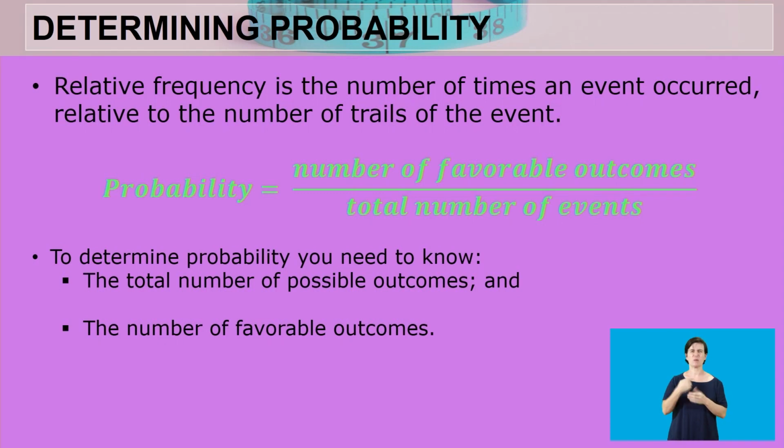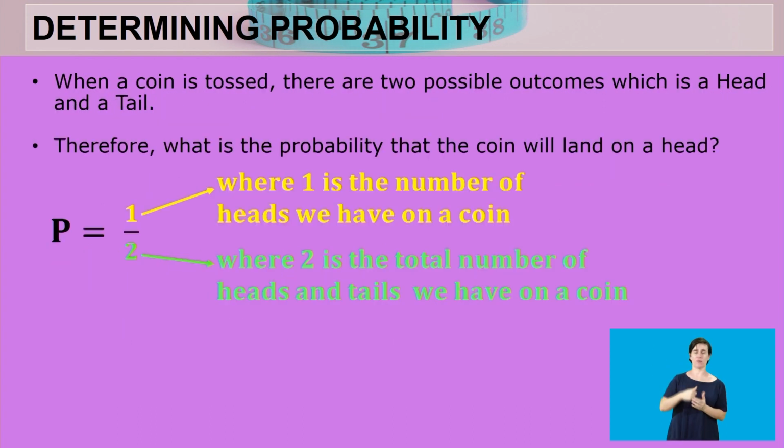Then to determine probability, you need to know the total number of possible outcomes. Whenever I'm tossing a coin, how many possible outcomes should I expect? I must expect either a head or a tail, so we've got 2 possible outcomes. Then the number of favorable outcomes: what can I land on? Can I land on a head on the first toss? Yes, then that is your favorable outcome.